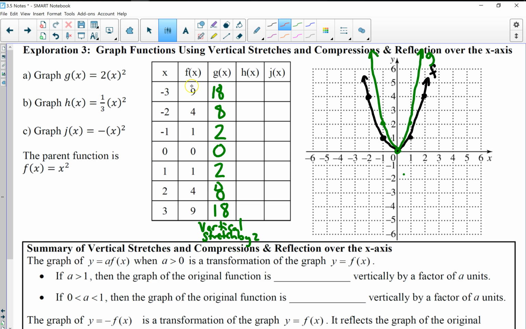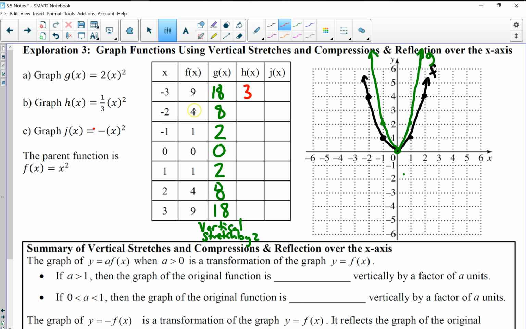So again, I'm getting the same squared values, right? -3 squared gets me 9. But then I'm going to multiply it by 1/3. And multiplying by 1/3 is really mathematically the same as dividing by 3. So 9 divided by 3 gets you 3. So we can see why I had that point there, right? It gets me a nice output.